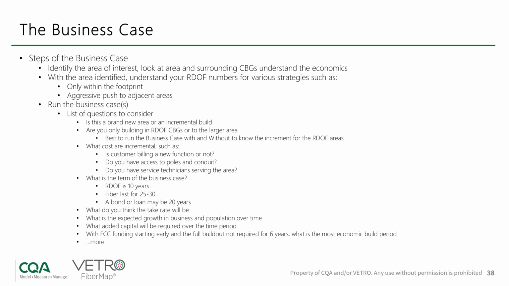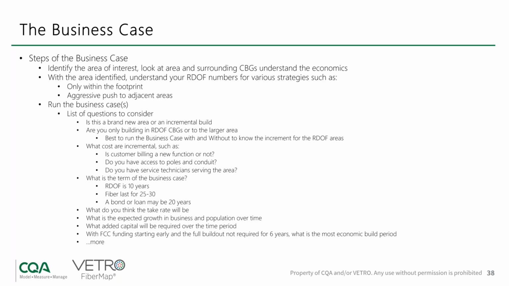The next item that's key is, what is the term of the business case? While RDOF is for 10 years, you've got the conflicting lives of the fiber of being 25 to 30 years, and a bond or a loan that you may take out to build the area may be a 20-year loan. So you really need to consider what is that business case and what is the extent of the RDOF funding that you can assume. Is it going to end at 10 years, or do you make some assumptions that you may get some continuing funding in the area, whether it's via the state, the feds, or someone else may provide additional funding? It's those items you need to consider as you think about that term of your business case.